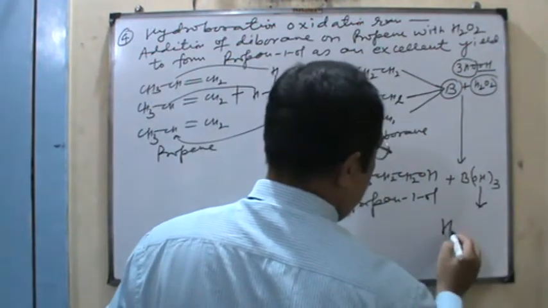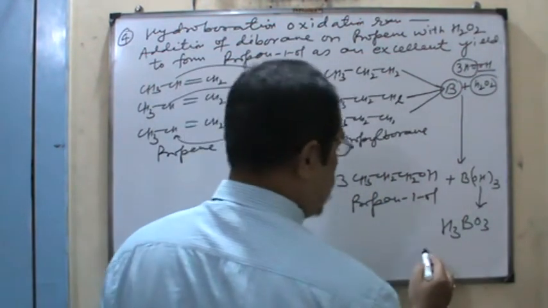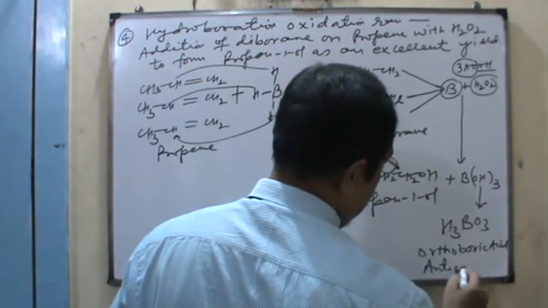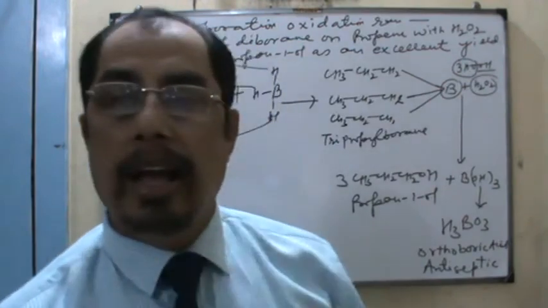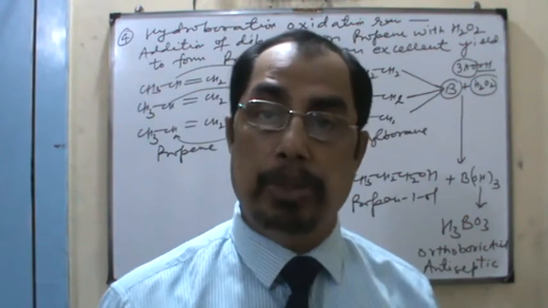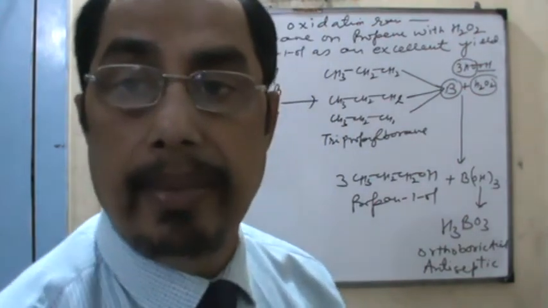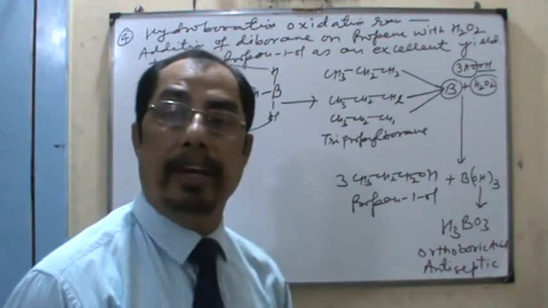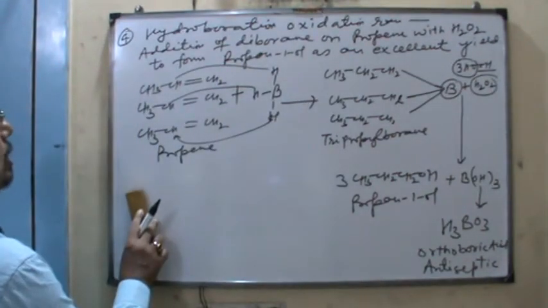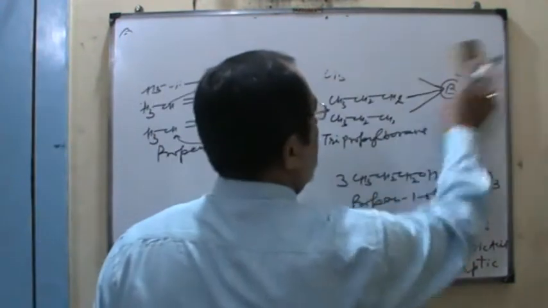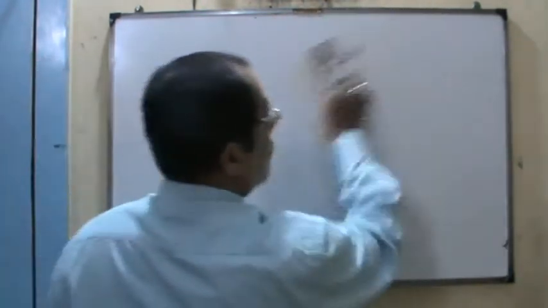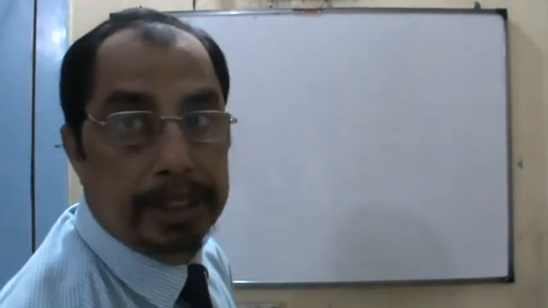B(OH)3 is also called H3BO3, orthoboric acid. Write down boric acid, it is an antiseptic. Ophthalmologists, the doctors who operate on eyes, use mild H3BO3 to clean the eyes. So 2 equally important products are obtained, commercially valuable compounds. Therefore, it is hydroboration oxidation, a very important reaction, for which Brown shared the Nobel Prize with Wittig.